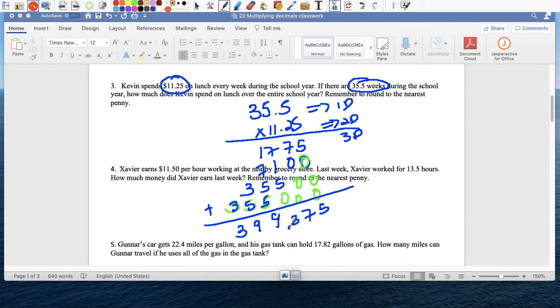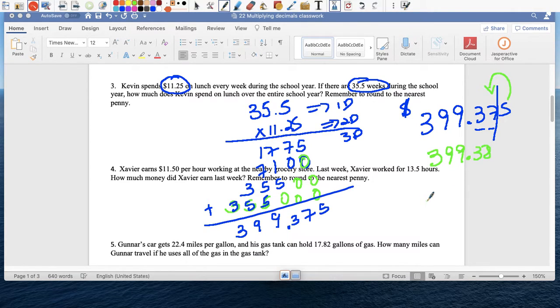3 decimal places, it's here. So the total for the year, how much he spends on lunch, is this much. But money, dinero, okay, only has 2 decimal places. So we need to say bye-bye to the number 5. So ask yourself, can the 5 make this 37 go higher? Yes or no? Yes, it can. So my final answer, 399.38. Okay.